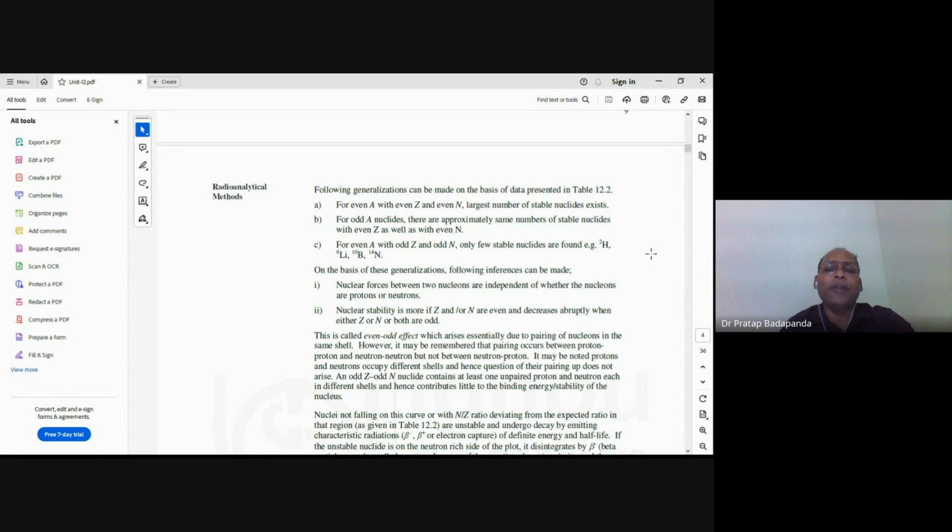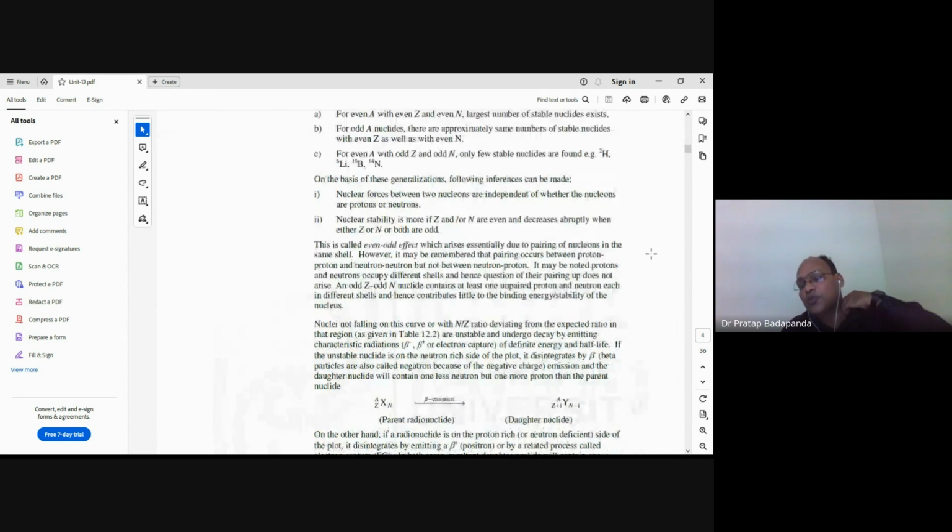The nuclear force between two nucleons is independent. So when two nucleons are there, the force of attraction is independent of whether the nucleons are protons or neutrons. Whatever the particles may be, it is independent. If the nuclear stability is more, when Z and N are both even, the repulsive contribution decreases.